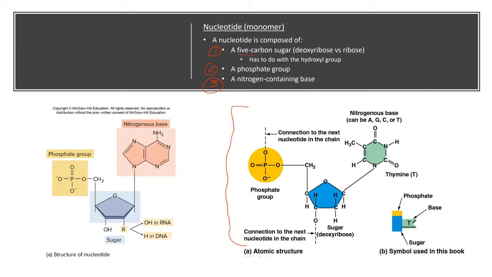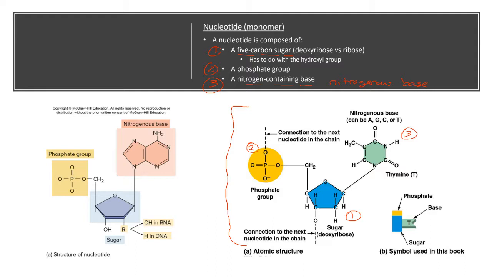One, a 5-carbon sugar. This is going to be our 5-carbon sugar. Two, a phosphate group, made of phosphate and oxygens. And finally, a nitrogen containing base. I usually call it a nitrogenous base. Why nitrogenous base? Because it has nitrogen in it. It's composed of a lot of nitrogen.